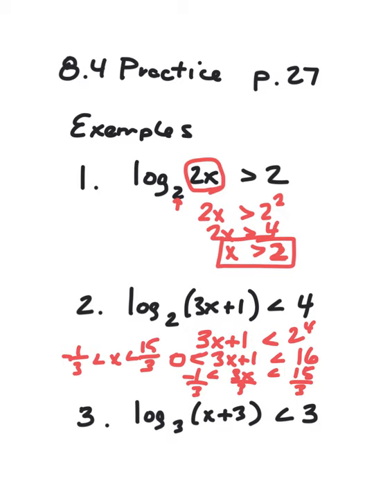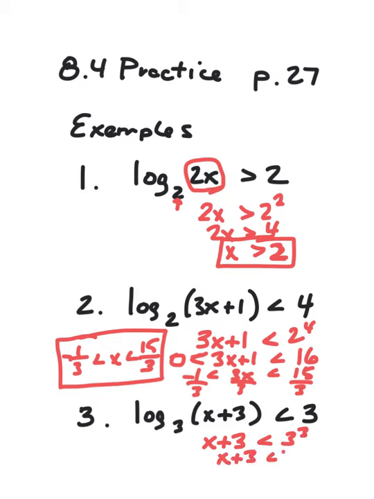So that's an example of a less than, where you've got to make sure you're not taking the log of a negative number. In number 3, we'd have x plus 3 would have to be less than 3 cubed, which is 27. And again, this has to be greater than 0. If I subtract 3 from all 3 parts, I'd have negative 3 is less than x is less than 24. And that would be my answer there.